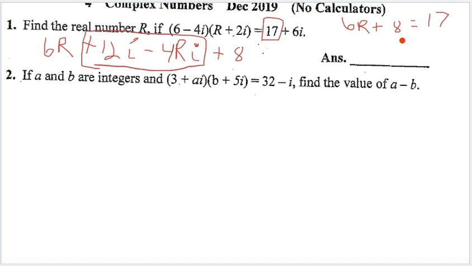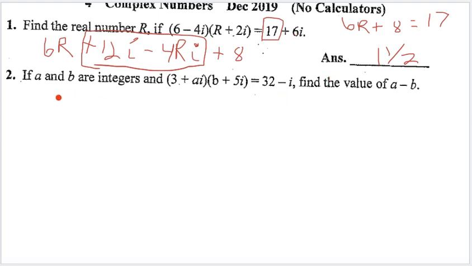1.5. Let's see. Let me look at my answer key. Yeah, 1.5, or 3 over 2. Now, that was weird. We didn't even have to use the imaginary part, but if we did, I would write 12 minus 4r equals 6. And if you solve that for r, it also comes out to 3 over 2.